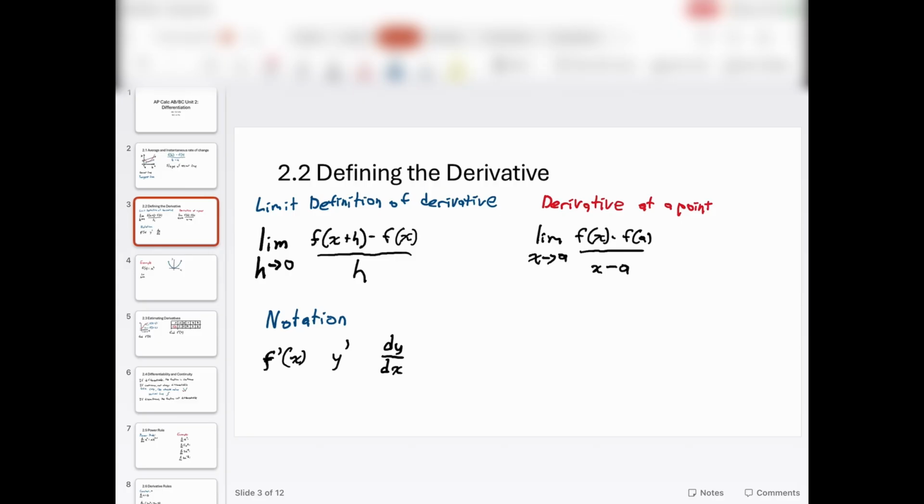So now defining the derivative. The derivative is just the slope at a given point. You can define it with the limit definition, which is the limit as h approaches 0 of f of x plus h minus f of x over h. It can also be defined at a given point by using the limit as x approaches a of f of x minus f of a over x minus a. The common notation used is f prime of x, y prime, and then dy dx.